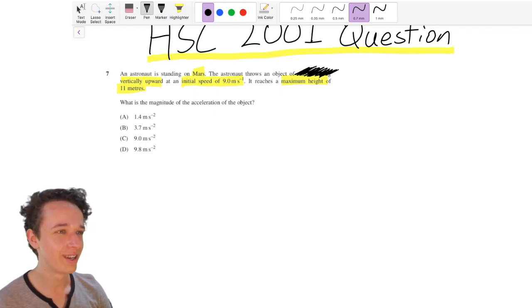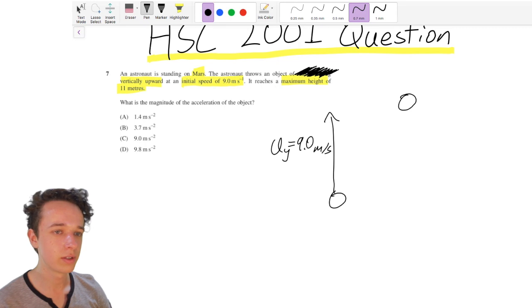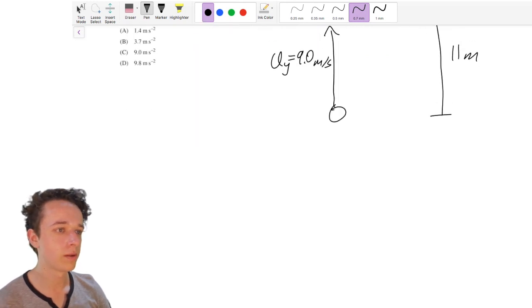Okay, so an astronaut throws an object vertically upward with an initial speed of 9.0 meters per second. It reaches a maximum height of 11 meters from the launch point. What is the magnitude of the acceleration? So what do we know?